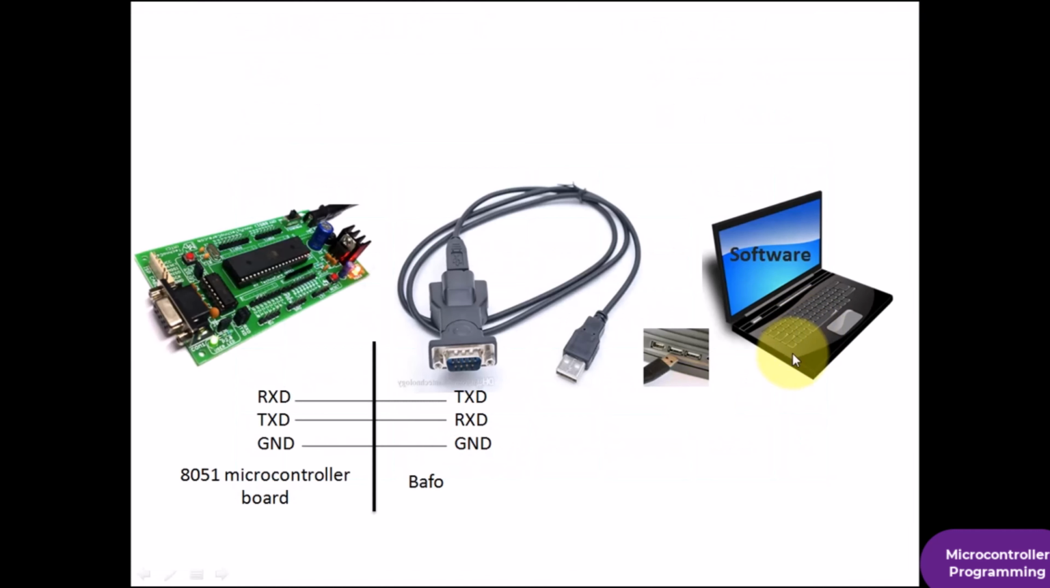The laptop sends the data over the USB port to the BAFO adapter. The BAFO adapter converts the USB voltage levels to the RS-232 standard voltage levels. Then, out of the 9 pins of this serial port, we only have to use 3 pins: RXD, TXD and the ground pin. The TXD pin of the BAFO you have to connect to the RXD pin of the microcontroller board, the RXD pin of BAFO you have to connect to the TXD pin of the microcontroller board, and ground you have to connect to ground.